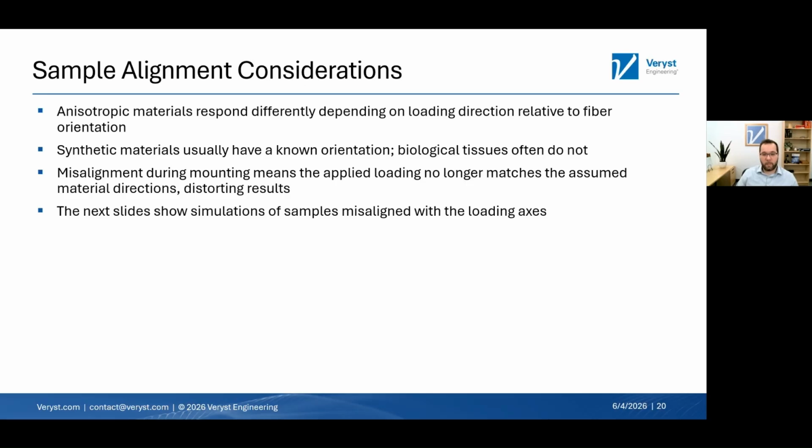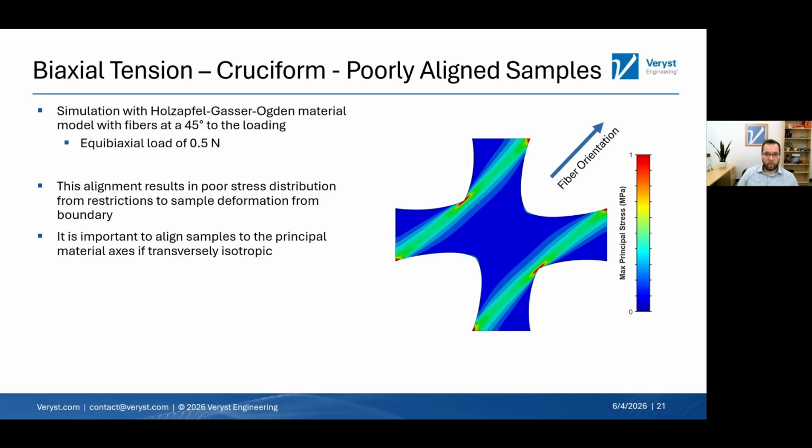Misalignment during mounting often means that the applied loading no longer matches the assumed material directions, and that distorts your results. So on the next slide, I'm just going to show some simulations of where the sample is misaligned to give you a picture of how this can affect your test data. So in a cruciform sample, this is a whole Holzapfel-Ogden model, we've got an equal biaxial load of 0.5 newtons, and we've got a fiber orientation of 45 degrees. This is in the extensible nominal case we saw previously.